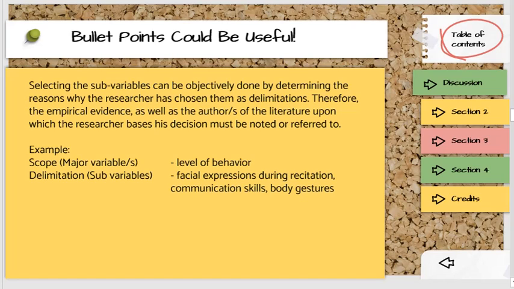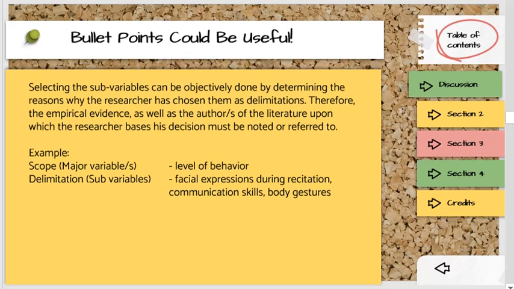So if you notice, there can be many types of behavior that can possibly be included in this particular example, but the author chose only these three major behaviors that we can see here under the sub-variables or the delimitation. Probably because the author only found related studies or literature pertaining to the sub-variables listed here. Furthermore, we can see the specifics of the boundary under the indicators of each sub-variable.